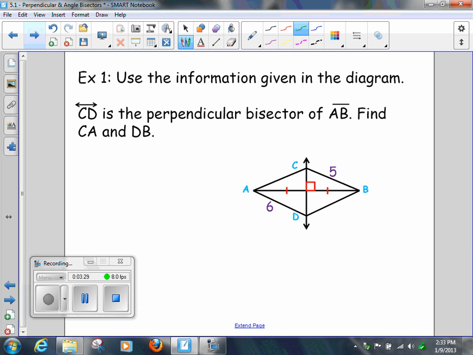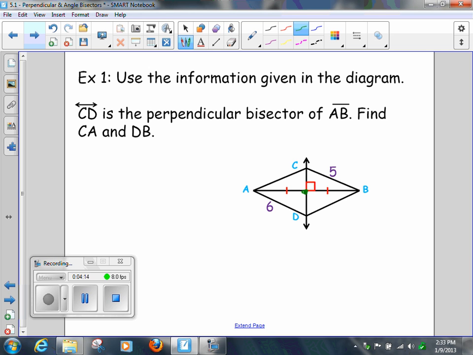There we go. Use this information given in this diagram. You're told that line CD is the perpendicular bisector of segment AB. And look at the picture. Look at what you're given. What types of things do you notice? Maybe the right angle. Let's look inside of that figure. What else? Tick marks. If those tick marks are there, Zoe, then that means that that green point that I just put in there has to be the what of that, the midpoint of segment AB. Okay? It says find CA and DB.